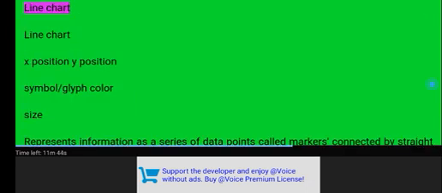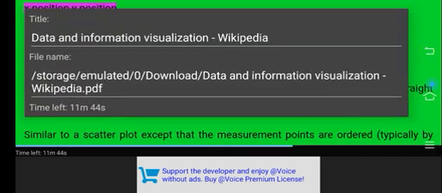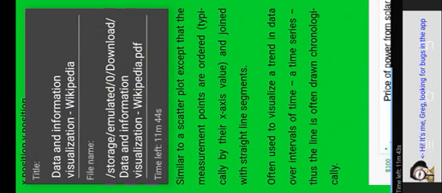Line chart. Line chart. X position, y position. Symbol, glyph, color, size. Represents information as a series of data points called markers connected by straight line segments.